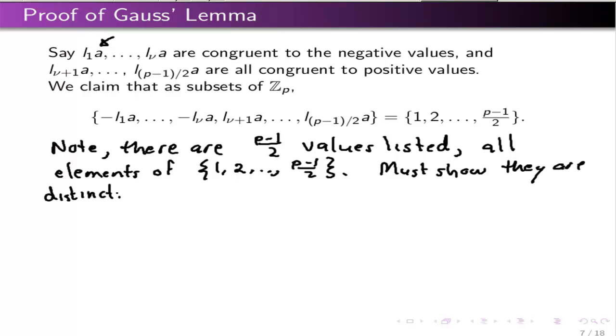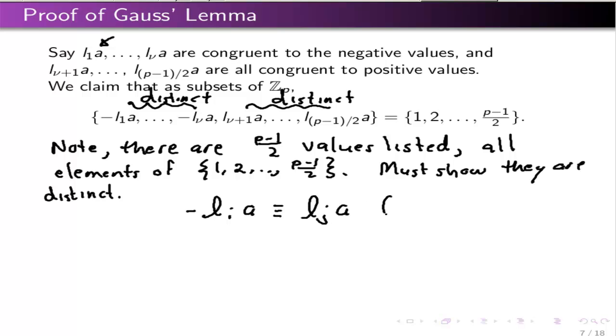So the only way you could have duplication, certainly none of these are duplicated among one another right here, because the L sub i values are distinct mod P, and these are all distinct from one another. So the only thing we have to wonder is whether one of the negative values could be the same as one of the positive values. So suppose minus L sub i A was congruent to an L sub j A mod P. So suppose this happens.